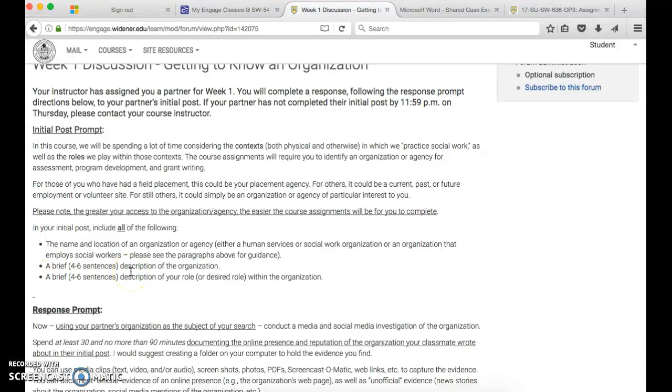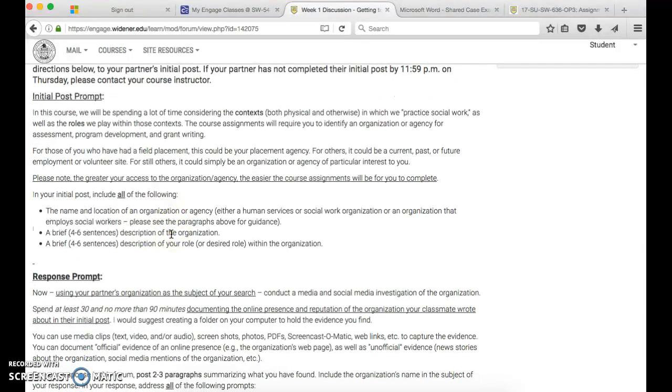The more access that you have to the organization that you choose, the easier the course assignments will be for you to complete. So please do keep that in mind as well.